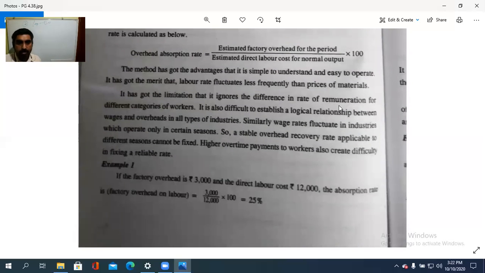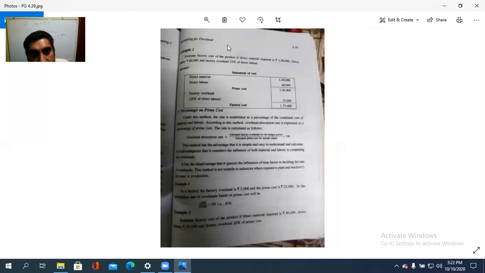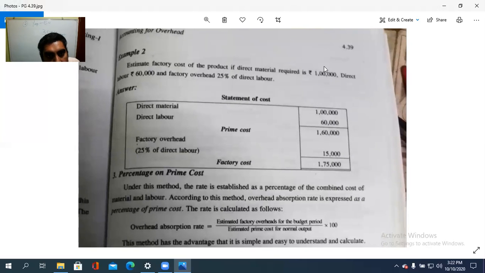Then how is it to be done? If the factory overhead is 3,000 and the direct labor cost is 12,000, then 3,000 divided by 12,000 into 100. How much is it? 25%. Clear? So this is the estimated factory overhead divided by estimated labor cost into 100. Now see, estimate the factory cost of the product. If the direct material required is 1 lakh, like the same, we will do this.